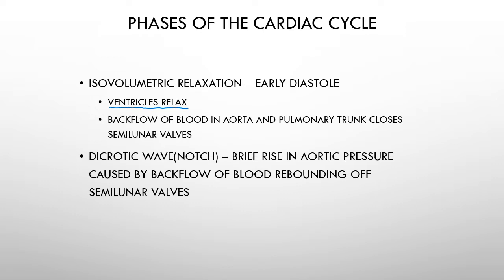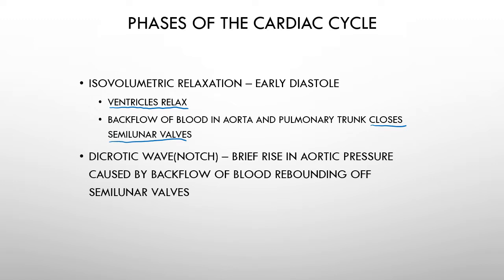Blood is pushing back because we now have a high pressure inside the aorta. We have a high pressure inside the pulmonary trunk and a low pressure inside the ventricles. So the blood wants to move from the aorta and the pulmonary trunk back into the ventricles. That's going to lead to the closure of the semilunar valves. Those semilunar valves are starting to close, and the blood is pushing into them, and the pressure is decreasing inside those vessels as well.